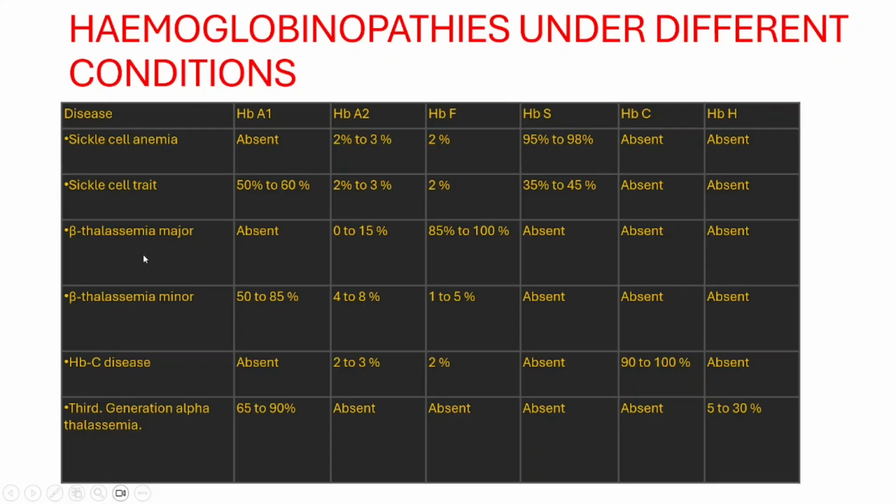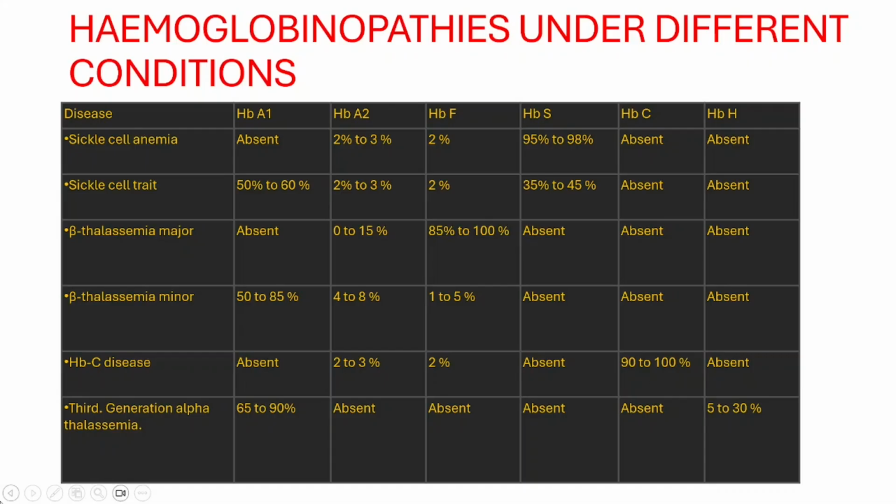Beta thalassemia major, yes. In beta thalassemia major, of course HbA1 is absent, and HbS, HbC, HbH, everything is absent. Then who will be there? HbA2 and HbF. In thalassemia, HbF and HbA2 will be there. HbA1 will be absent. Beta thalassemia minor, 50 to 85% HbA1 along with 4 to 8% HbA2 and HbF. HbC disease, yes, of course, only HbC, 90 to 100% HbC.